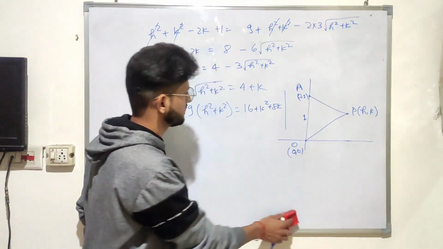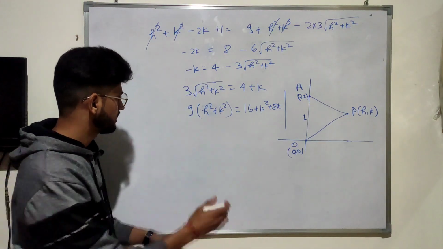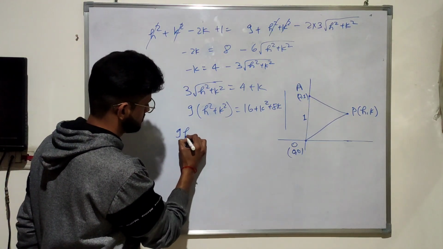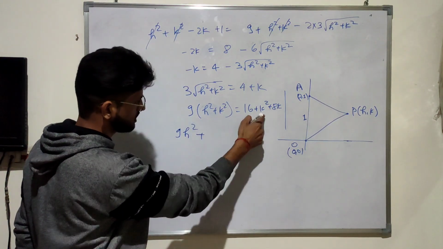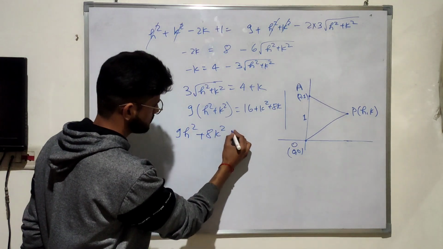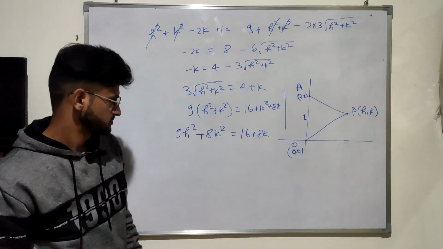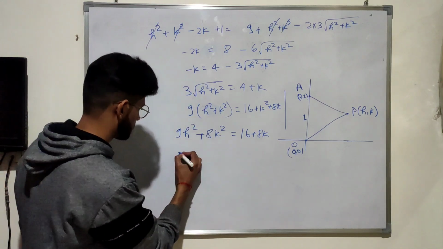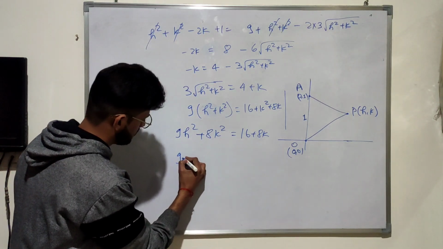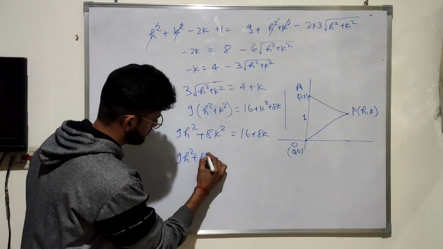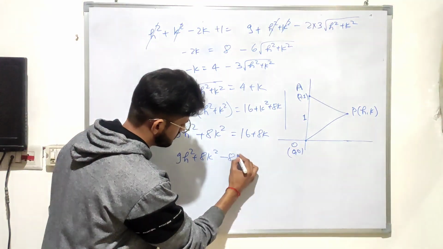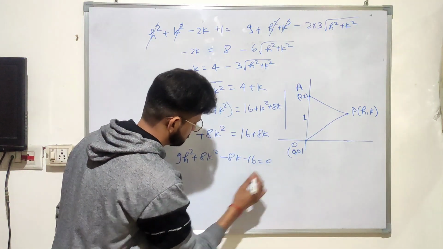So from here we can write it as 9h square plus 9k square minus k square, that is going to be 8k square, equals 16 plus 8k. So we can take all the values to the left hand side. So 9h square plus 8k square minus 8k minus 16 equals to 0.